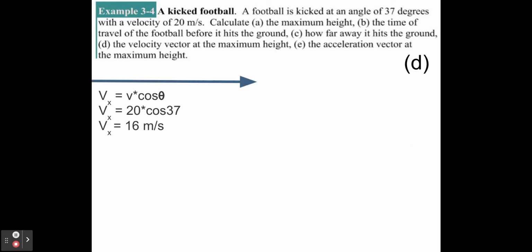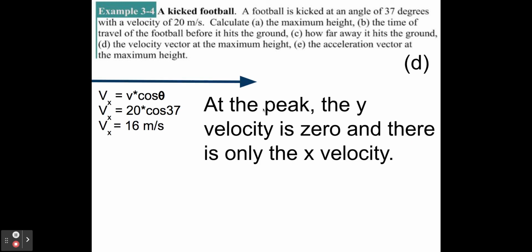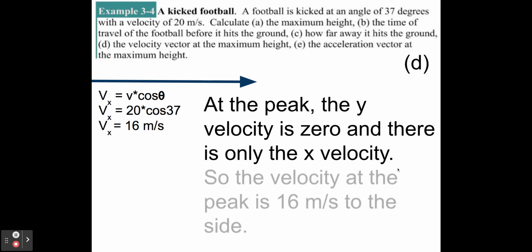All right, now for part D here. Part D says, what is the velocity vector at the maximum height? Well, at the peak, the y velocity is 0, but there's still x velocity. So the only velocity is the x velocity. So it's simply 16 meters per second to the side, to the right, whatever you want to call it, is the velocity. Don't say 0. If you threw it straight up, the velocity would be 0, but now it's just the horizontal component.